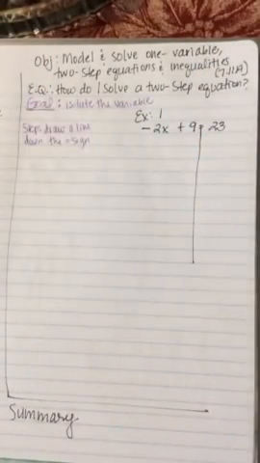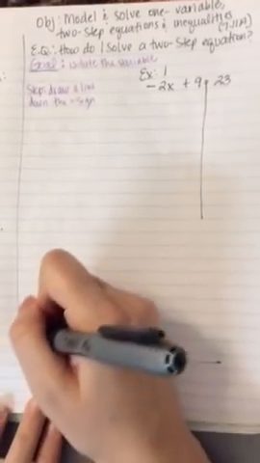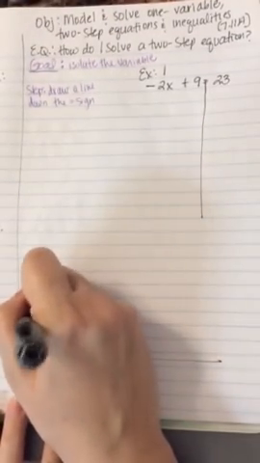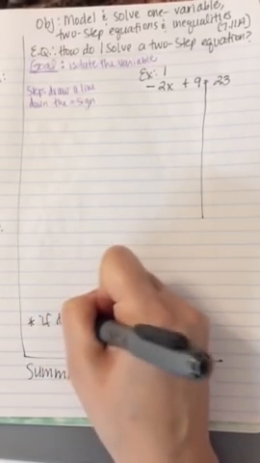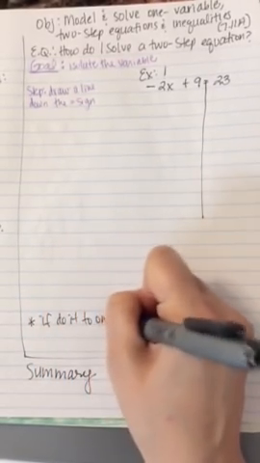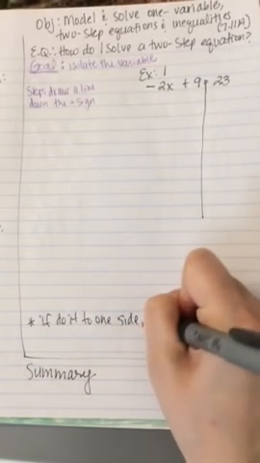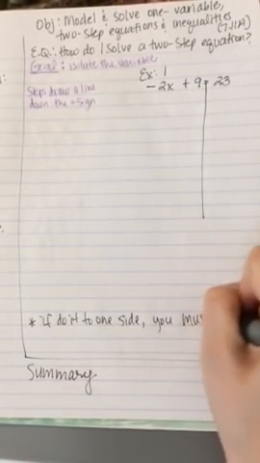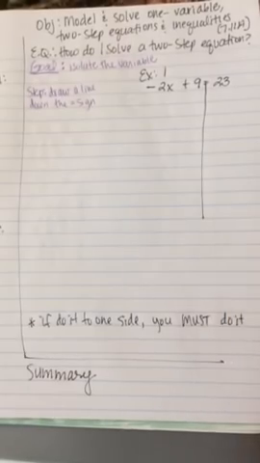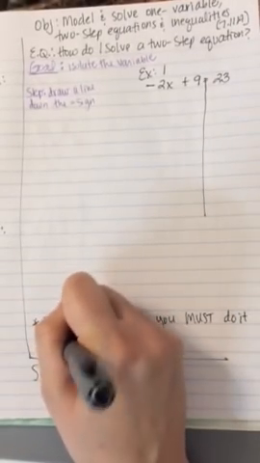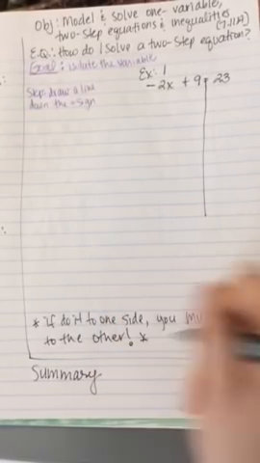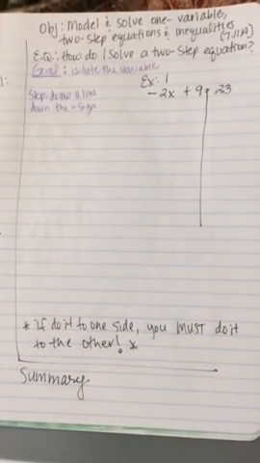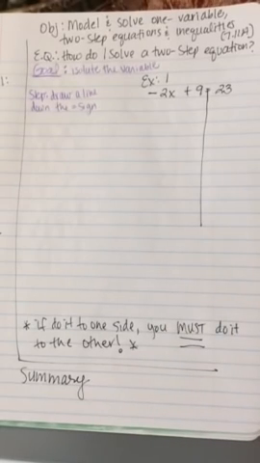So at the bottom, I want you to write a little reminder. We're going to jump all the way down here. Put a star and write, if you do it to one side, you must do it to the other. Very important. So if you do it to one side, you must do it to the other. So this line is going to help us achieve that.